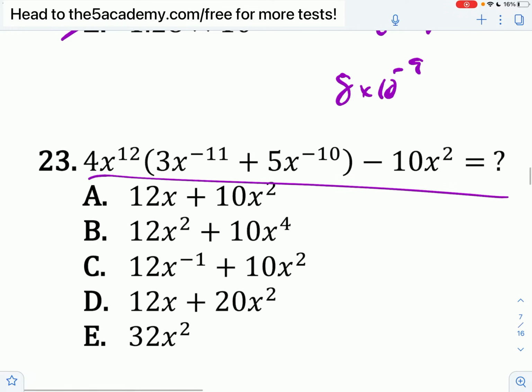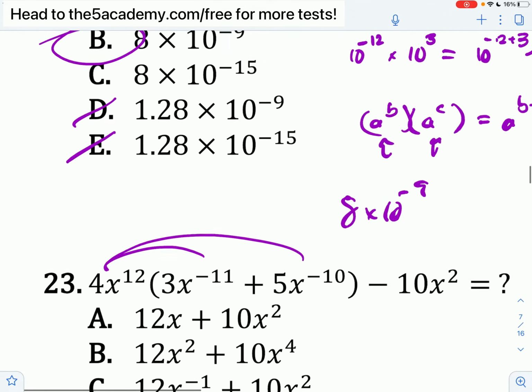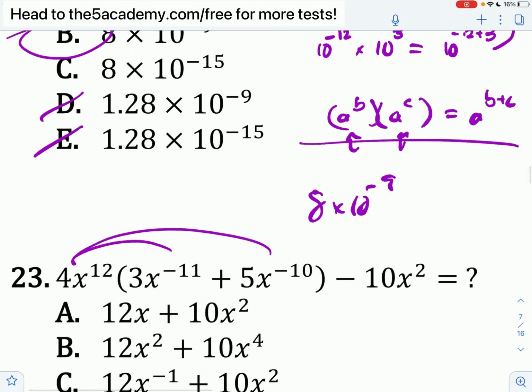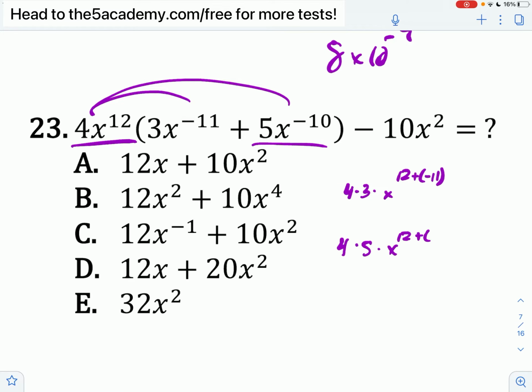In order to solve this, we have to do a little bit of distributive property, and then also again work with exponents, kind of using the same rule that I described up above here. So 4x to the 12th times this. So what's that going to be? It's going to be 4 times 3 times x to the 12 plus negative 11. Okay? Then I'm going to add that to 4x to the 12th times 5x to the negative 10. So 4 times 5 times x to the 12th plus negative 10. Right? And then at the end I subtract 10x squared.